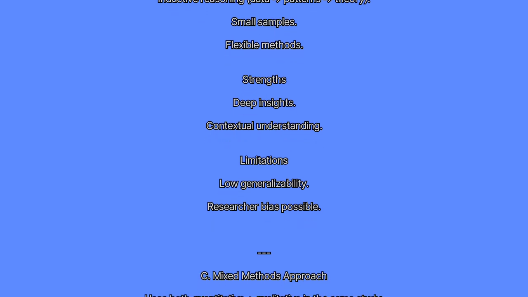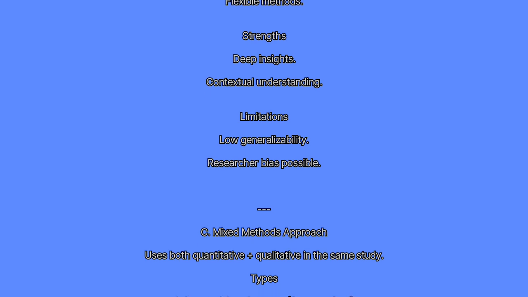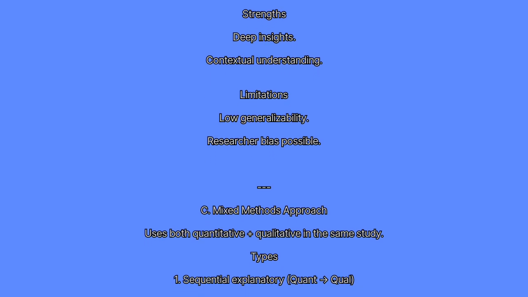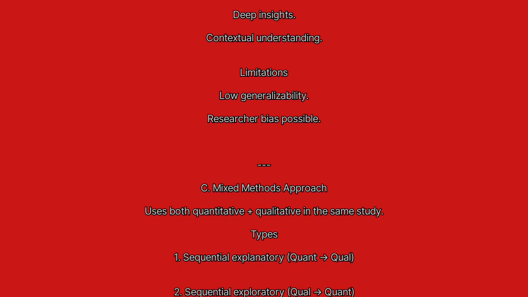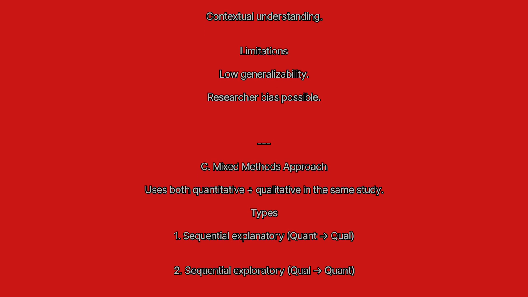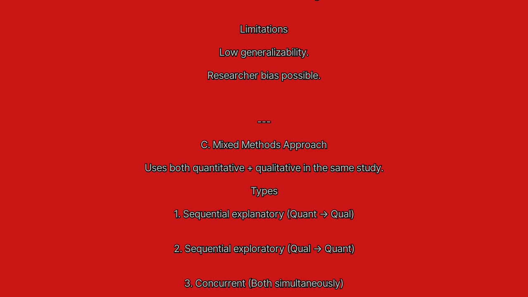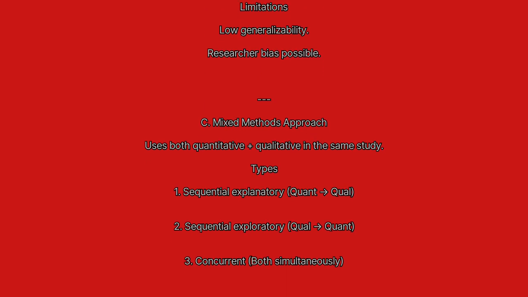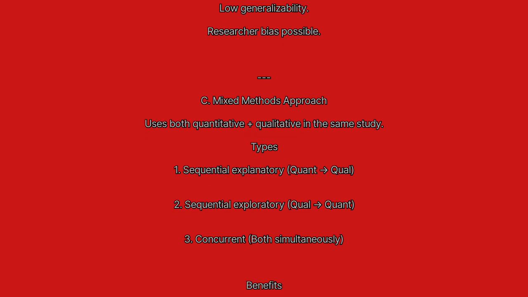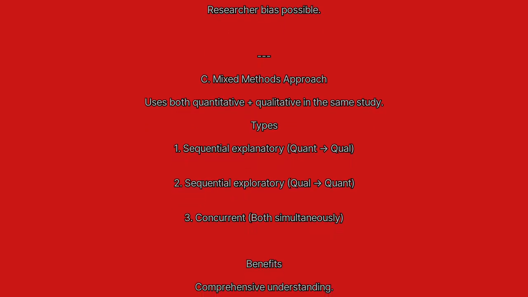The third one is the mixed method approach. It uses both quantitative and qualitative methods in the same study. The types: first is sequential explanatory, quantitative then qualitative. Sequential exploratory: qualitative, then quantitative. Concurrent: both at the same time, simultaneously.